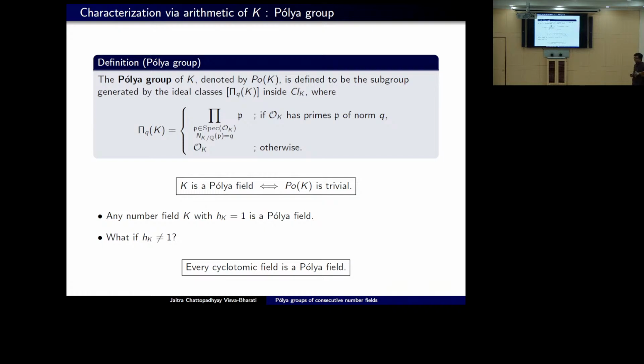So there are infinitely many cyclotomic fields Q(zeta_n). We can keep on varying our n. And it is also well known that only finitely many of these cyclotomic fields have class number 1. So apart from all those cyclotomic fields of class number 1, all the remaining ones do not have class number 1, but still their Polya group is trivial. So we do have examples of number fields with non-trivial ideal class group, but trivial Polya groups.